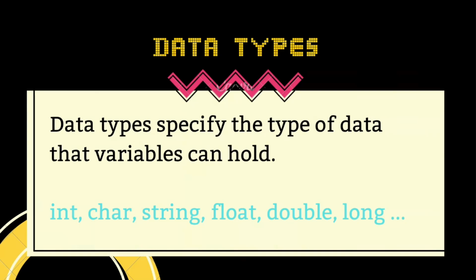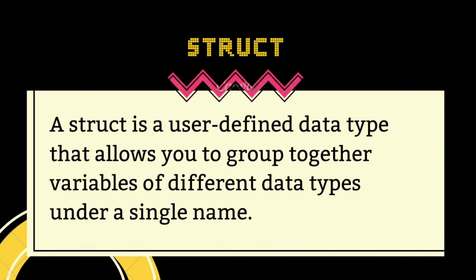Just to recall, data types specify the type of data that variables can hold. We learned about some common data types in C, like char, string, int, float, long, and double. But now, let's learn how to create our own custom data type.